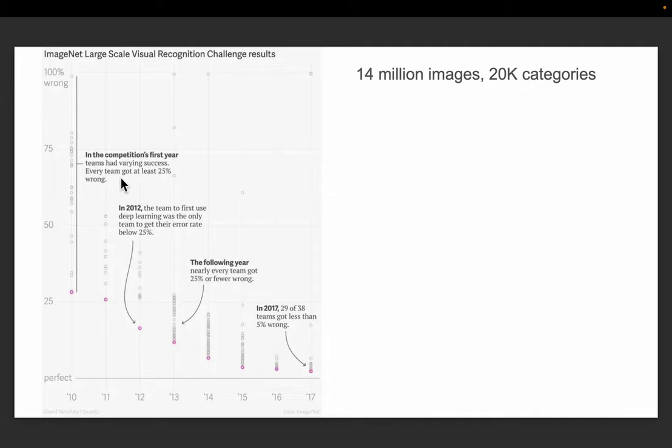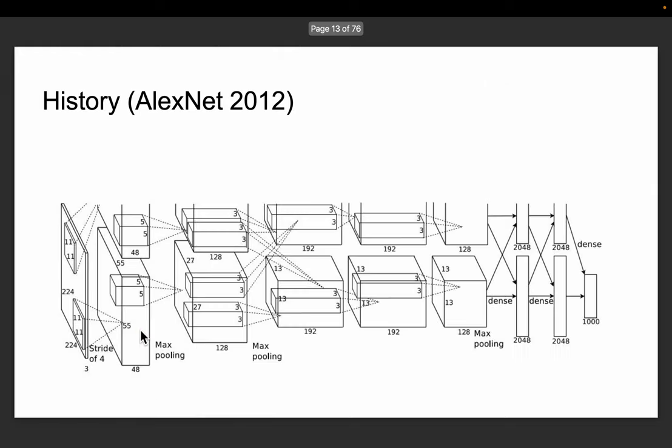Most of the teams were not using deep learning, or deep learning was not performing very well up to the early 2010s. But in 2012, there was a team which used deep learning methods. They were able to get the error rate to less than 25%. And going forward, almost all of the teams were better than in the previous years. So this turned out to be the pivotal moment.